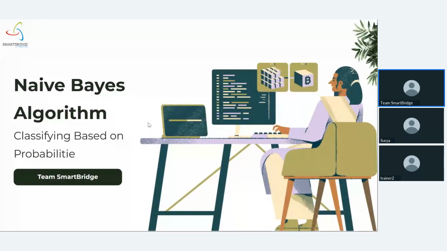So now we'll be learning about the naive Bayes algorithm. I hope you guys have understood this decision tree. Please give me some response that you can see the screen right now.